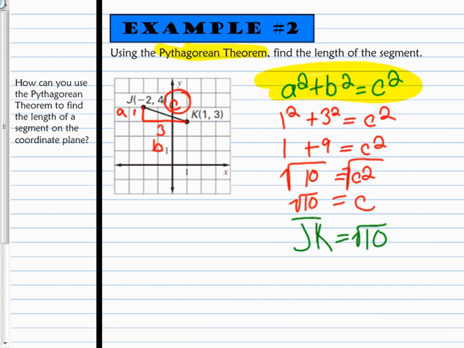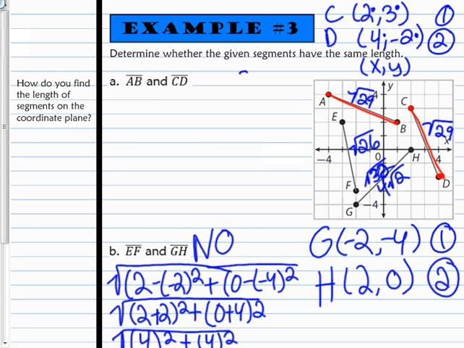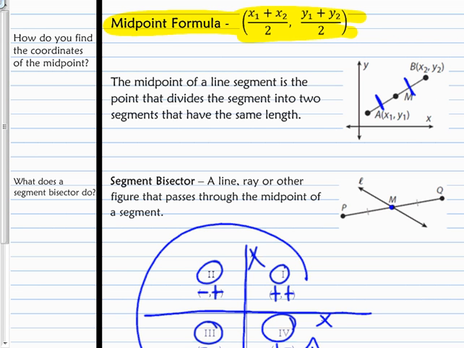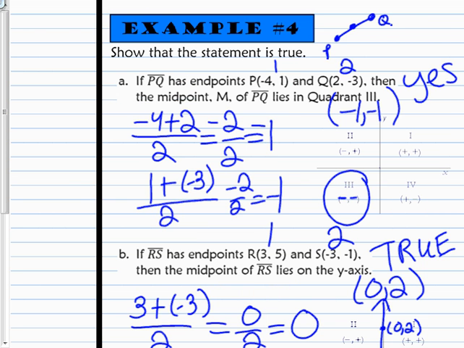We also used the Pythagorean theorem, a squared plus b squared equals c squared, to find how long a line segment is. Then we moved on to the distance formula, and we found how long segments were and compared them. So the first thing we did was find how long they were, and then we compared them together. After that, we used the midpoint formula to find the midpoint, and then we talked about quadrants. We used the midpoint formula to find the midpoint and then to determine something about it. So yes, it was in quadrant 3, and yes, it was on the y-axis.